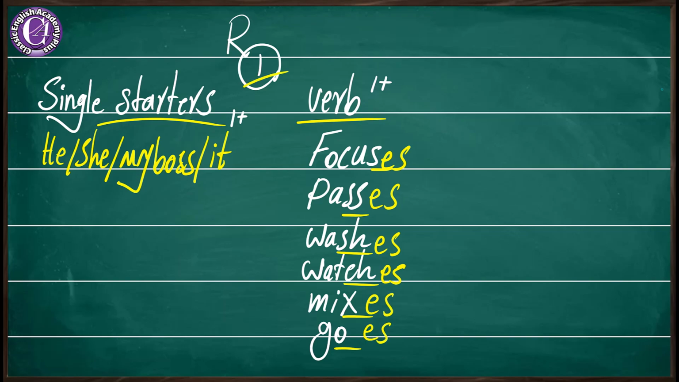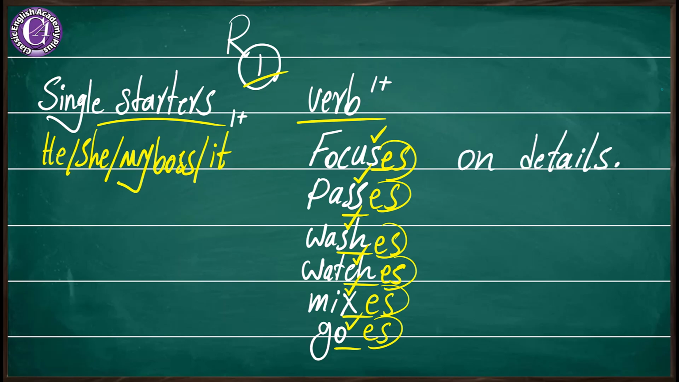Look at it. When we have verbs ending with s, double s, sh or ch, x or o, we need to put es at the end. This is very, very simple. You do not need to memorize it at all. You need to write different sentences. For instance, my boss focuses on details. He passes the exams. It is a routine.